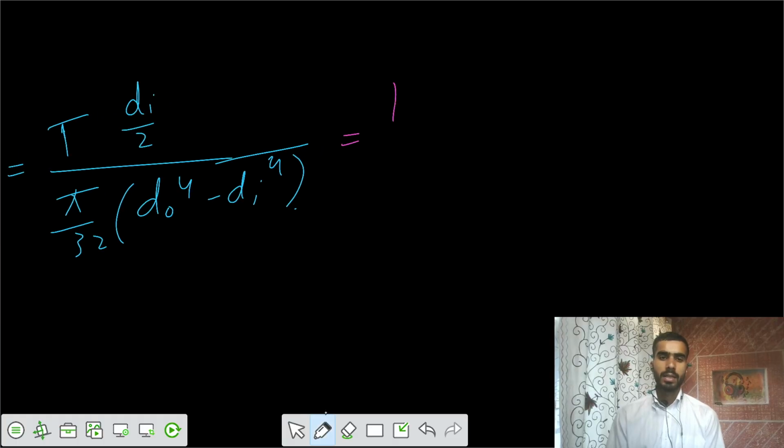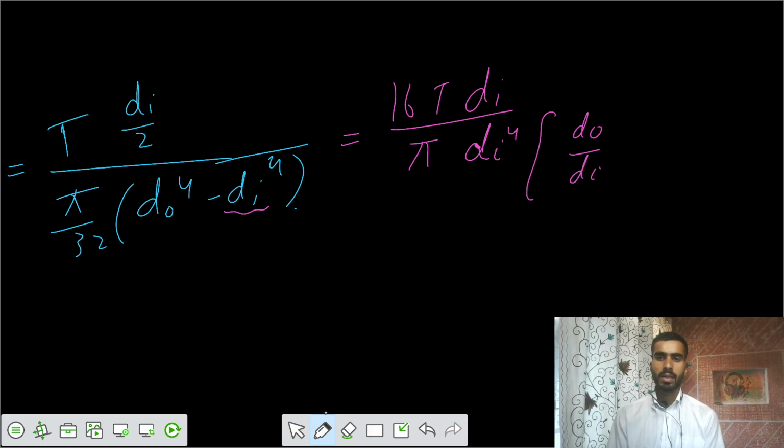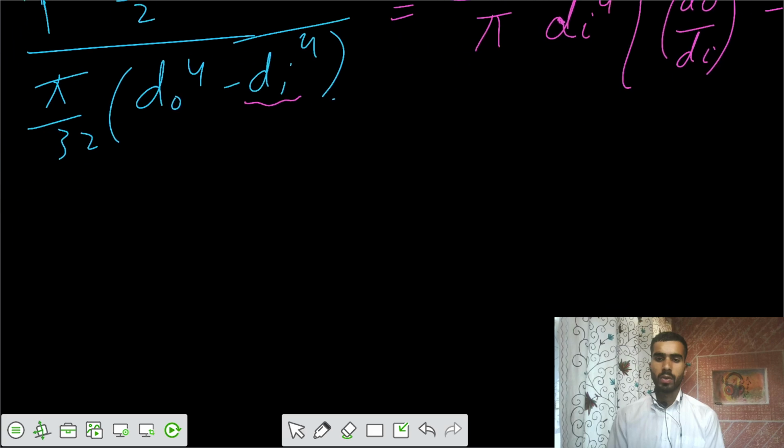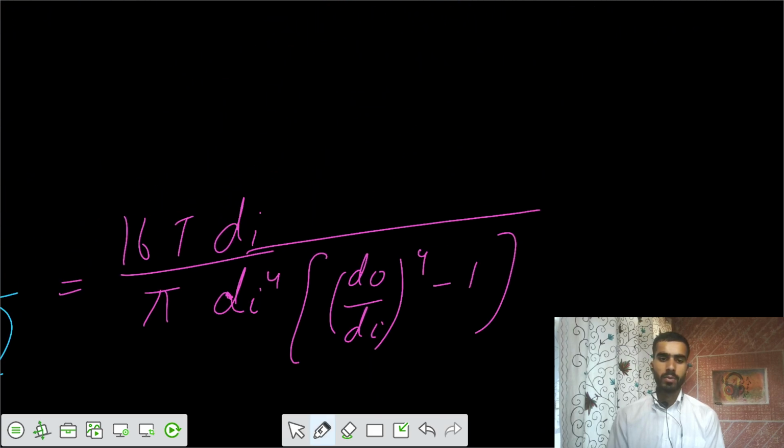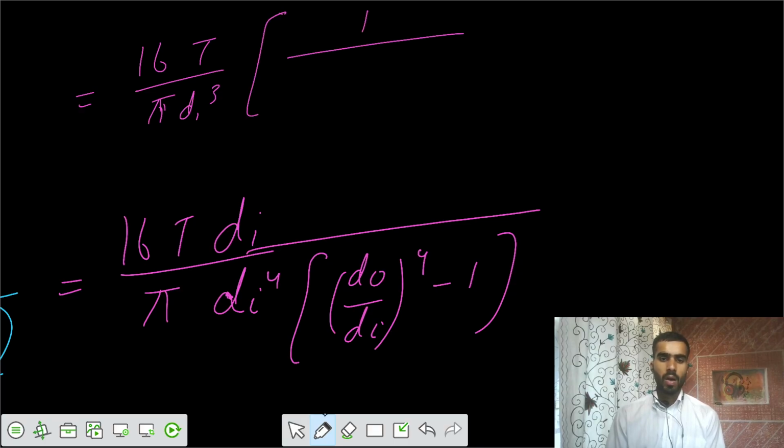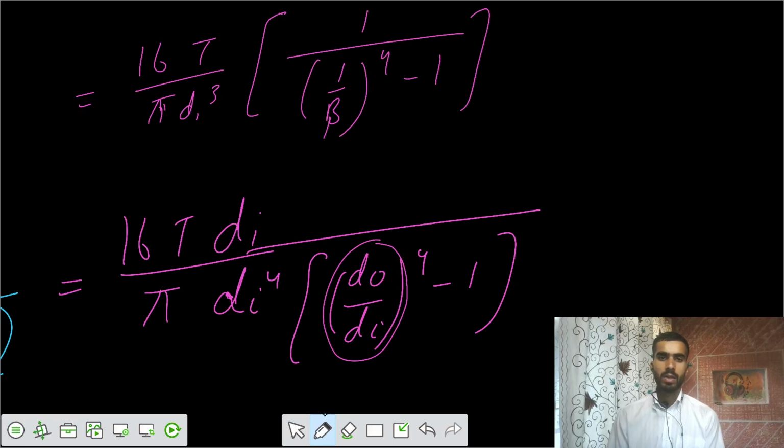So let's take the tau minimum value also. I would write 16T d inner by pi, and you take d inner power 4 as common, and you got d outer by d inner power 4 minus 1. You would get some value that would be equal to 16T by pi d inner cube divided by this one, where the value of this one would be 1 by beta power 4 minus 1. So you got this part.